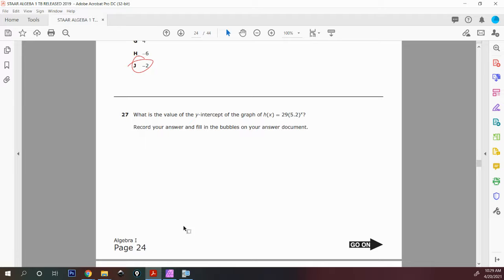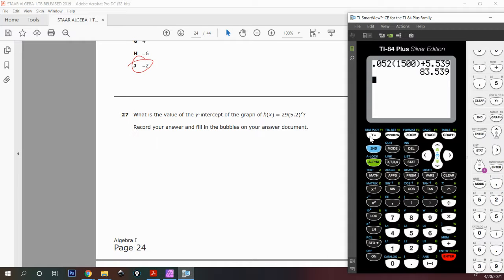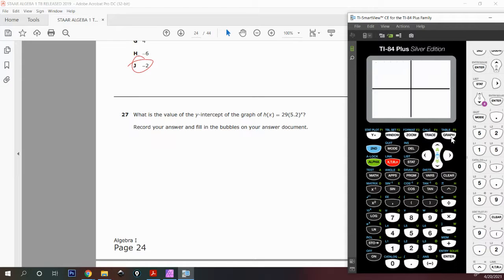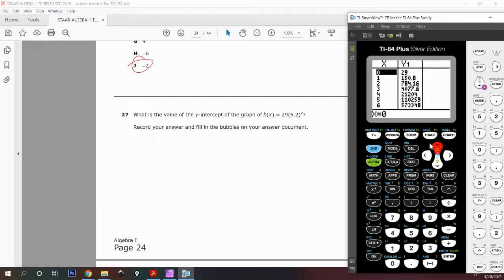Y-intercept, okay. We're going to go to y equals, clear it out. I'm going to put in 29, 5.2 to the x power. We hit graph. It's going to be way up there somewhere, but we can actually find the y-intercept by going to the table and looking for the x value being 0. So wherever x is 0, that's going to be the y-intercept. It's 0 at 29. So my answer is 29.